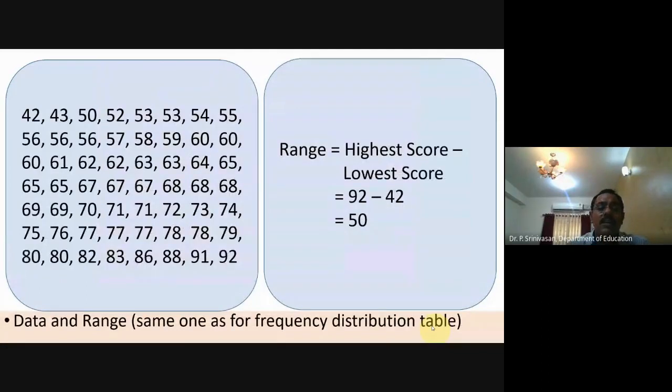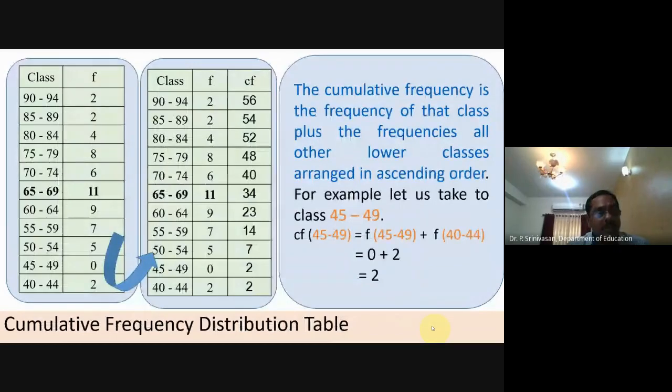So this is the same data we have taken for the mean, and the right side is the range, that is, highest score minus lowest score. Let us move from left to right. The left is our simple frequency distribution table. Let us move to the middle part. Can someone name the table in the center? What is the name of the table in the center?